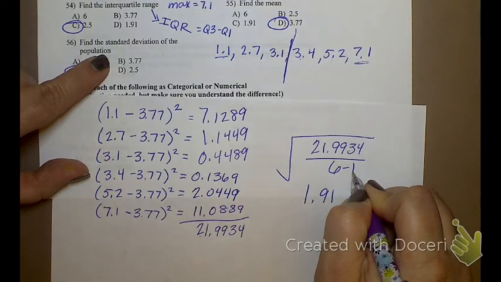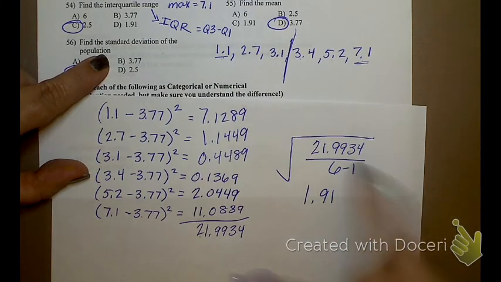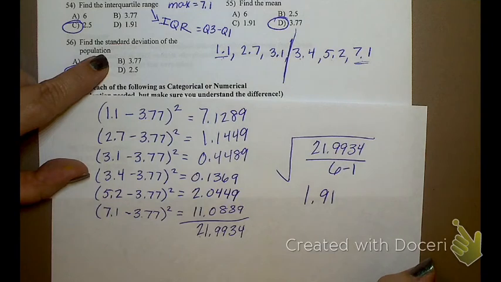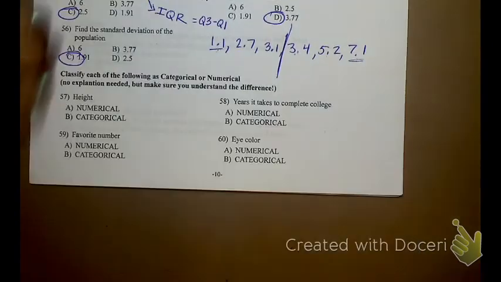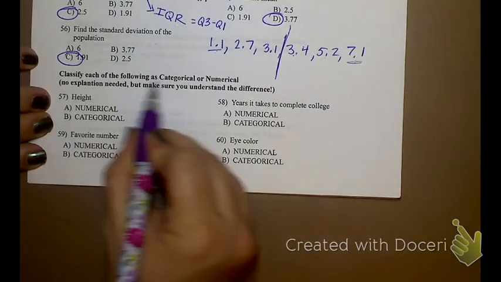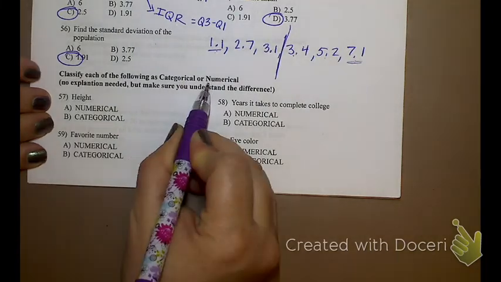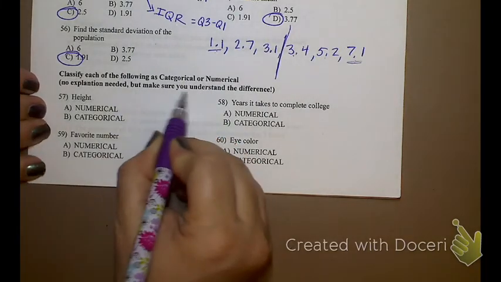That's the only thing that changes, right? So population is the whole thing. Sample, you subtract 1. Okay? All right, classify each of the following as categorical or numerical. No explanation needed, but make sure you understand the difference.